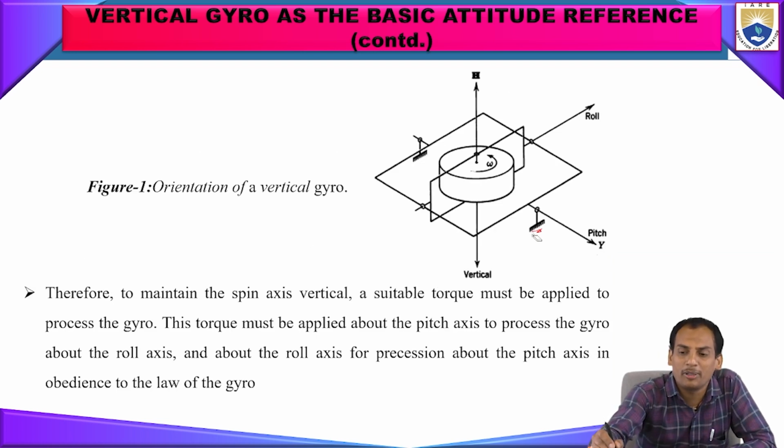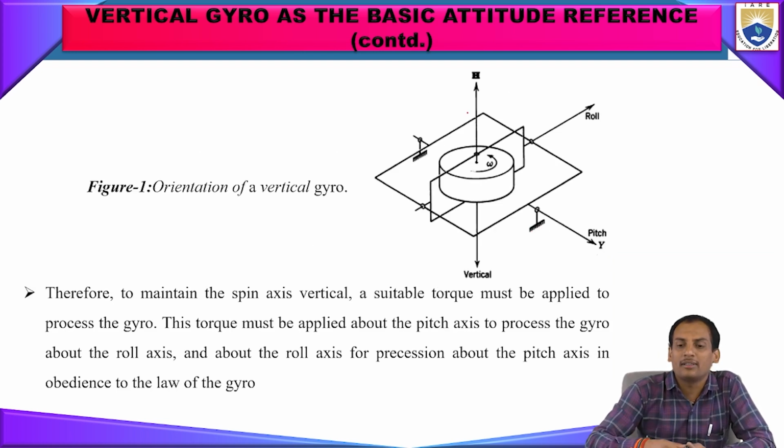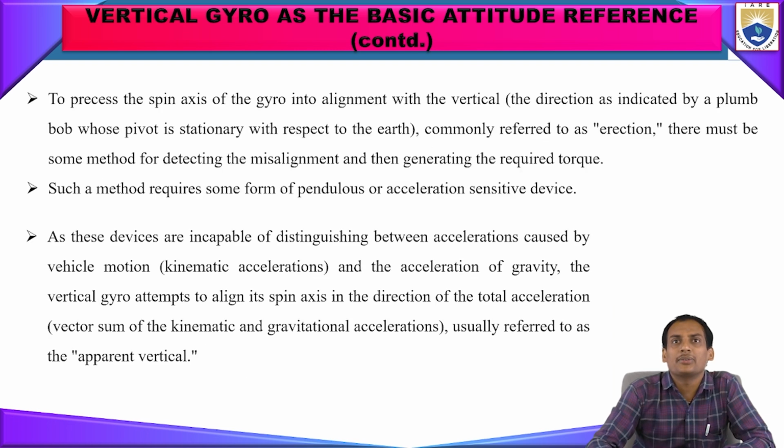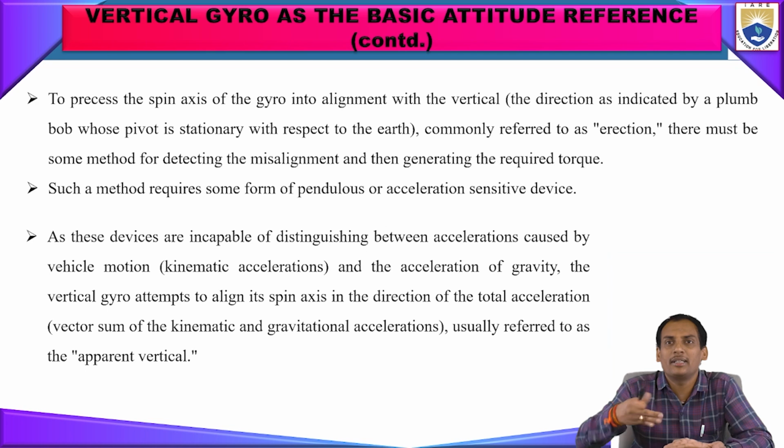This is the plumb bob. It is actually fixed with the earth, meaning the aircraft base. Its pivot is stationary with respect to the earth, that pivoting point is stationary, but the remaining things are all changing. This is commonly referred to as erection.